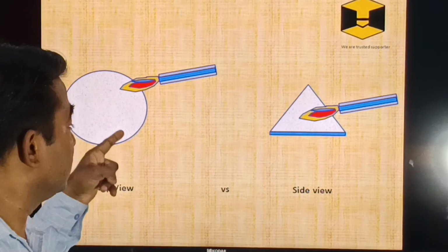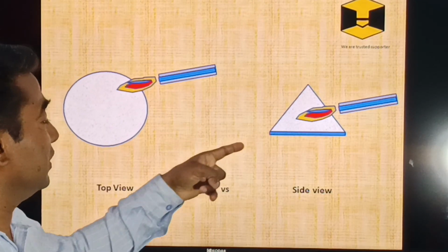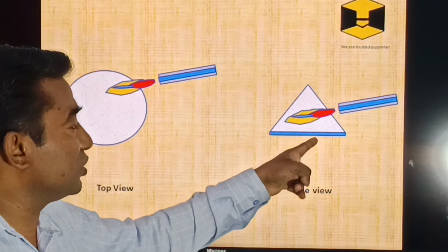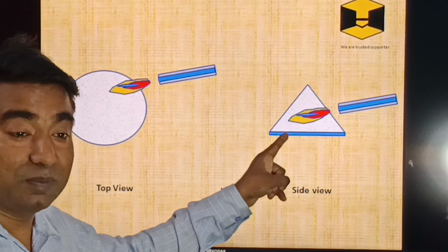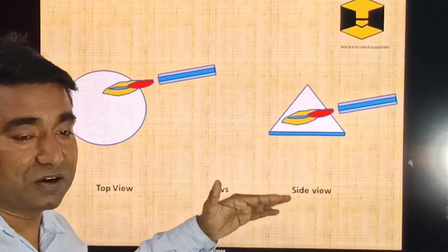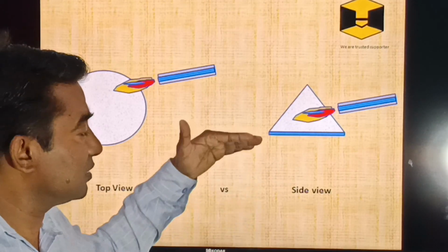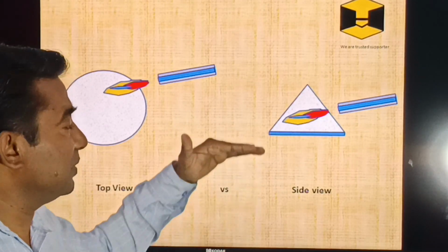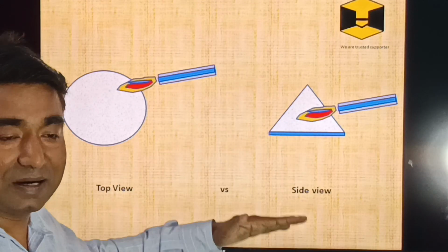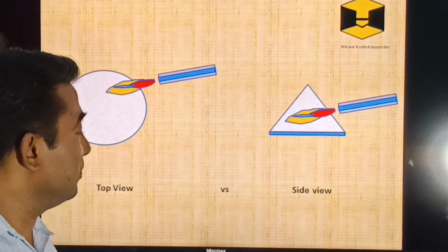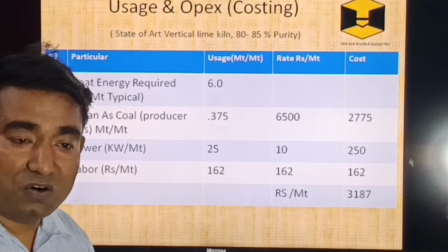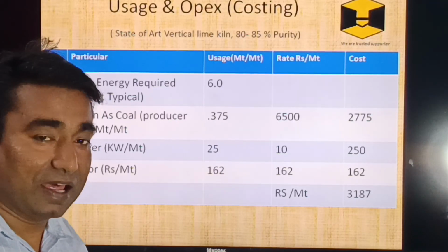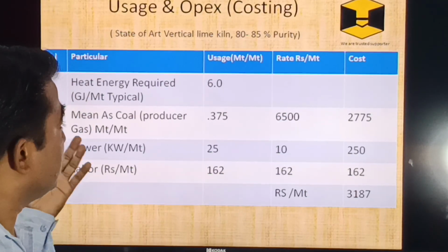This disc is continuously rotating, and in this picture, this is the side view of that moving bed. It is in a conical shape, and it has some angle of repose. Whenever the material exceeds, it gets down. So the lime produced will be taken out from the state-of-the-art vertical lime kiln. So these are some of the uses.